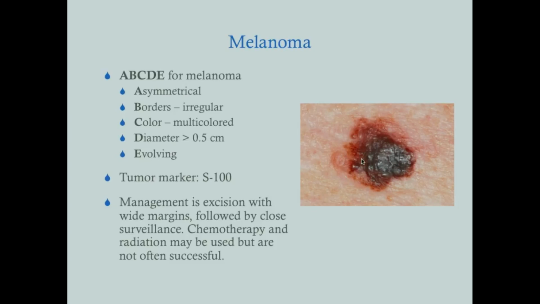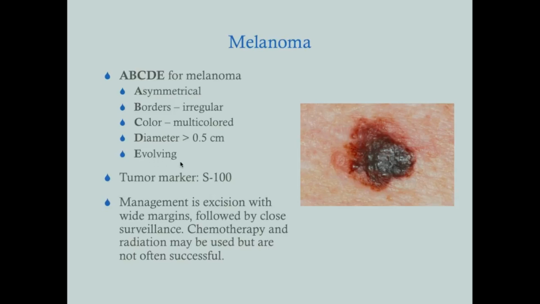Then diameter, more than ½ a centimeter. If it's smaller than ½ a centimeter, points towards benign. Bigger than ½ a centimeter, points more towards malignant. I tell patients about the size of a pencil eraser. If it's any bigger than that, get it checked out right away. If it's any smaller than that, look for the other things, but you can sort of keep an eye on it. Don't need to panic.